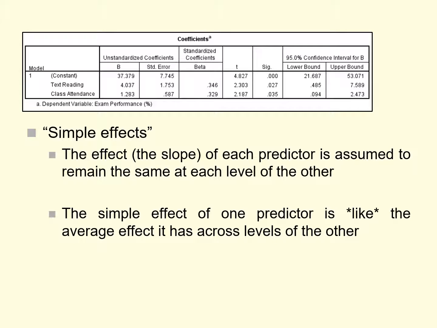This type of analysis is sometimes described as an analysis of simple slopes, because essentially what we're saying is the effect, or the slope, of each predictor variable is significant and is constant across all levels of the other predictor variable. So the slope that describes the relationship between text reading and exam performance remains constant at different levels of class attendance, from very low attending people to very high attending people. The simple effect of one predictor is like the average effect across all levels of the other predictor variable.